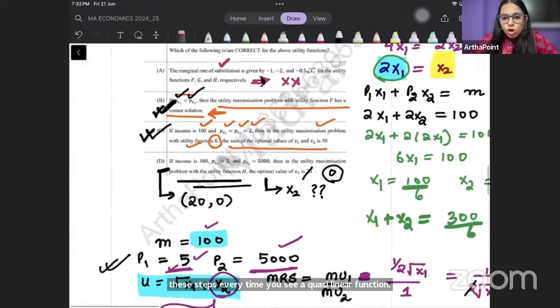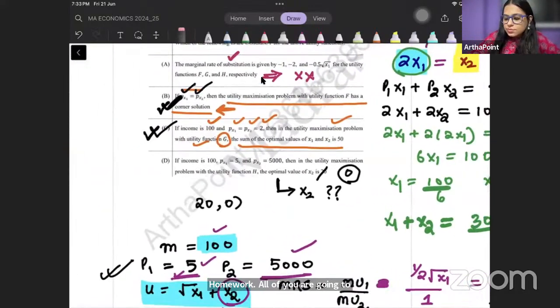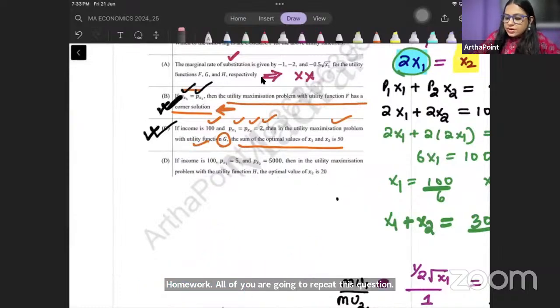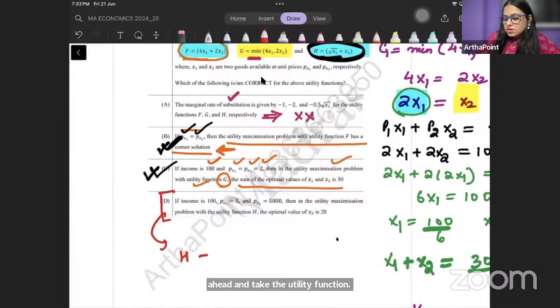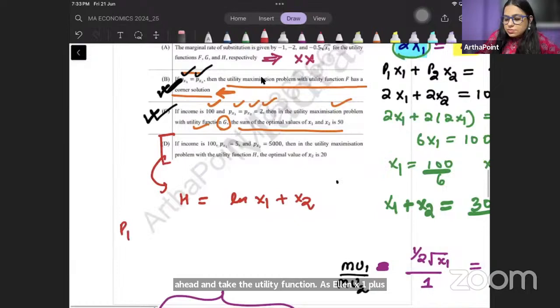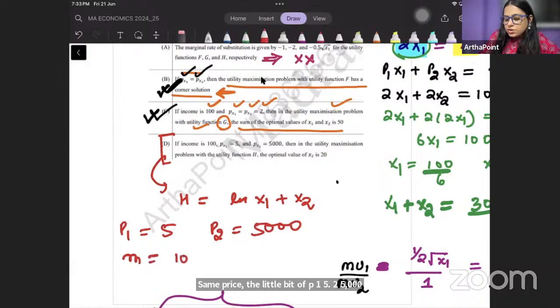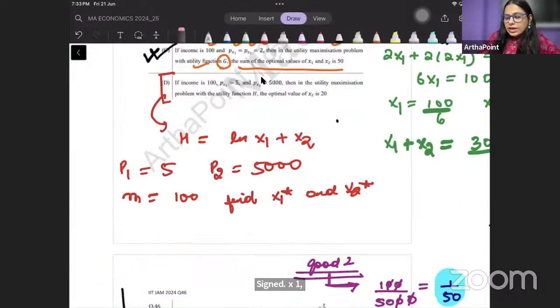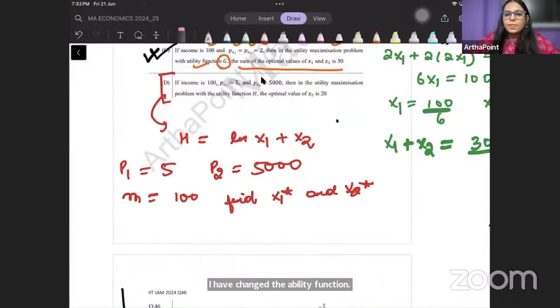Homework. All of you are going to repeat this question, and I need the answer in the Telegram group. But take the utility function as ln x1 plus x2. Same price level, P1 is 5, P2 is 5,000, income 100. Find x1 star and x2 star. I have changed the utility function. Everyone will redo this question. Okay?